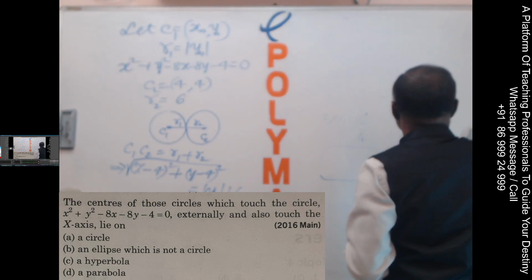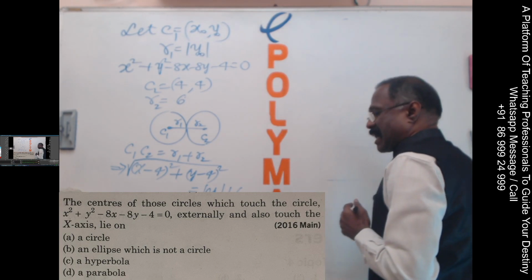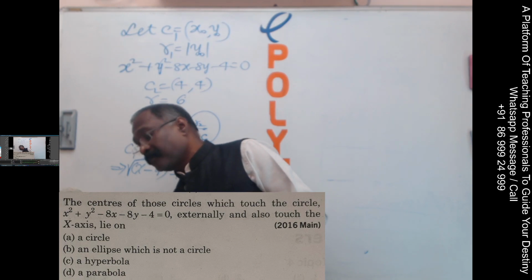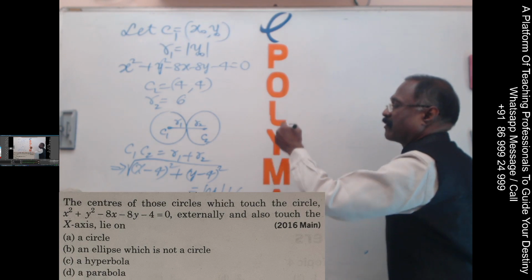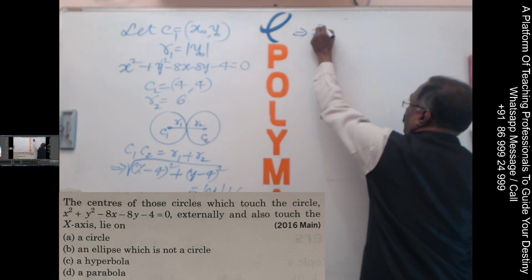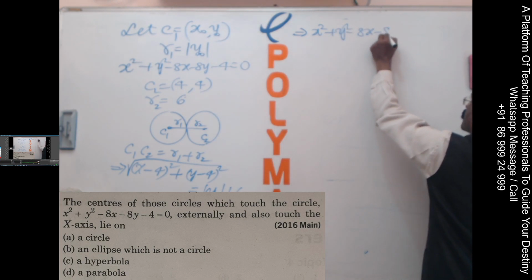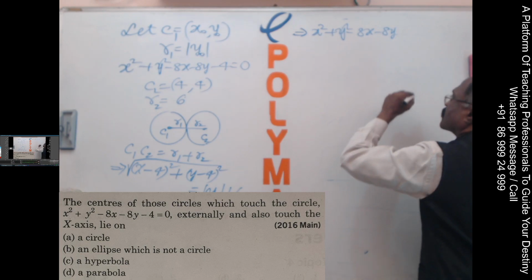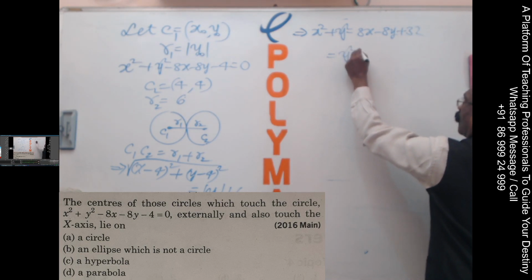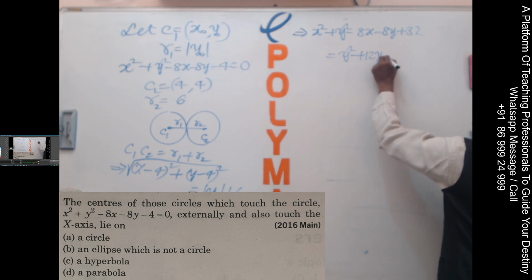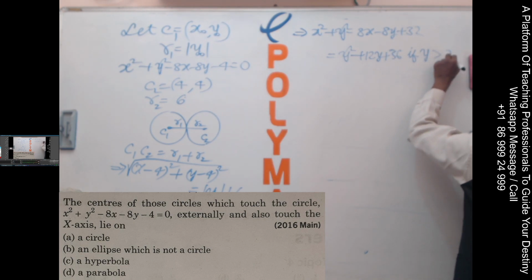Whatever the answer it is, he is asking only for the shape of the locus, but not the equation. So let us simplify this. X square plus y square minus 8x minus 8y plus 32 is equal to y plus 6 whole square, y square plus 12y plus 36, if y greater than 0.